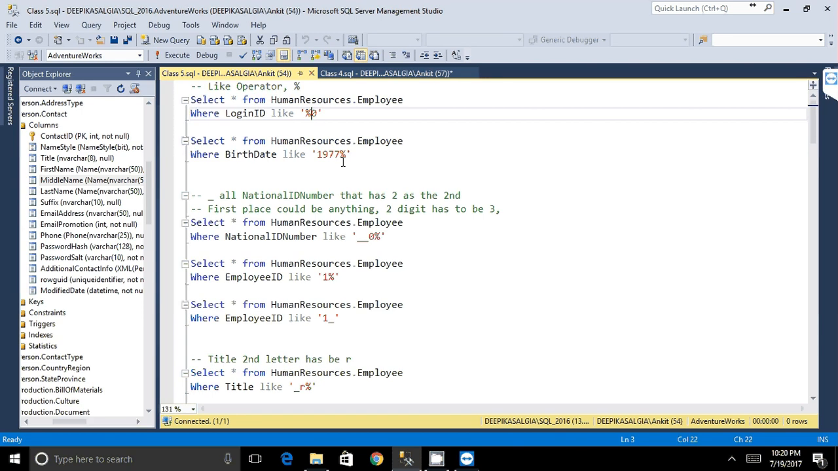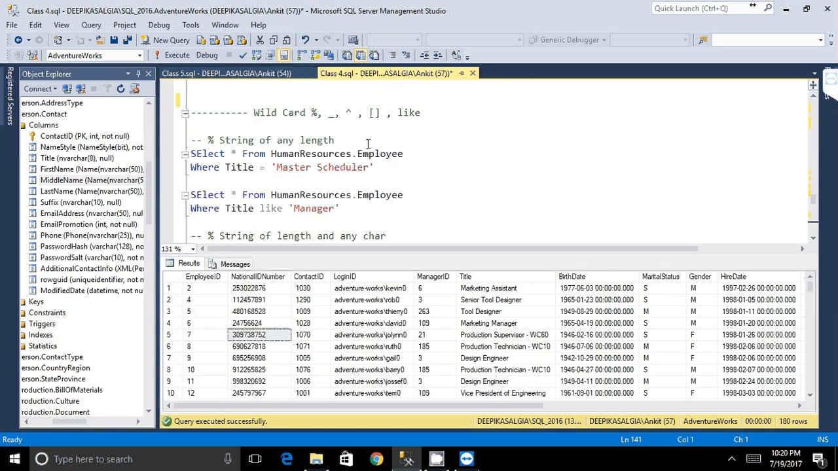Okay. All right. So now let's see how to use the second one, which is underbar or underscore. So what does the underscore mean? The underscore represents only a single character. The percent represents what? It represents any length of string.